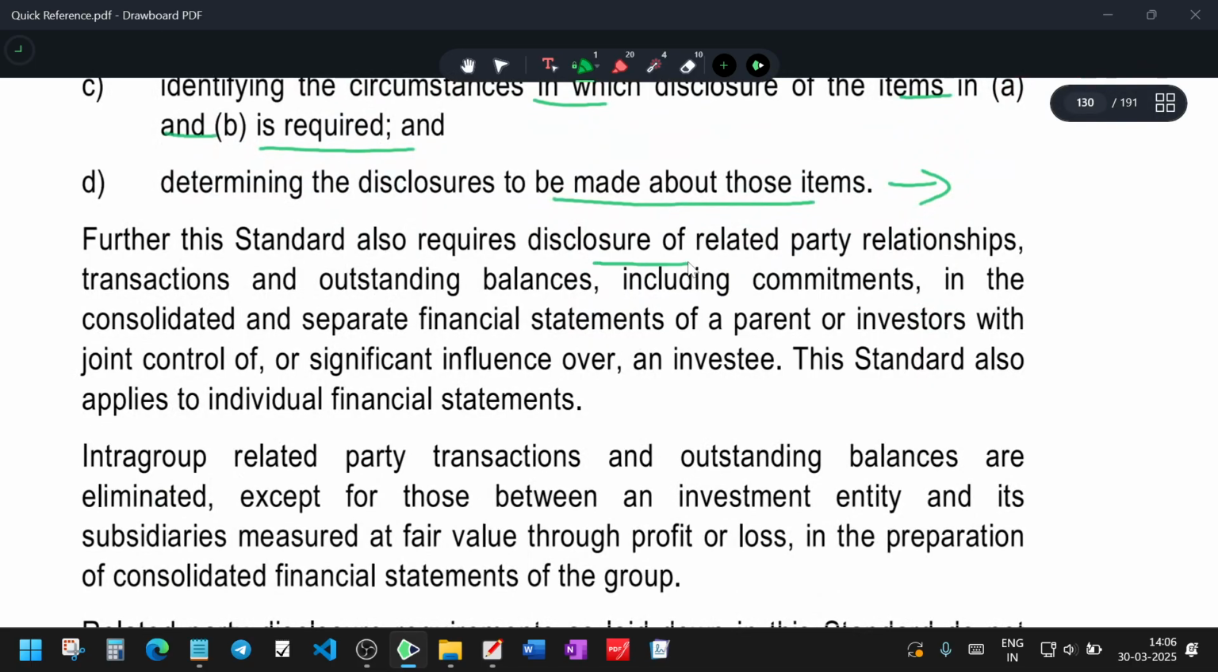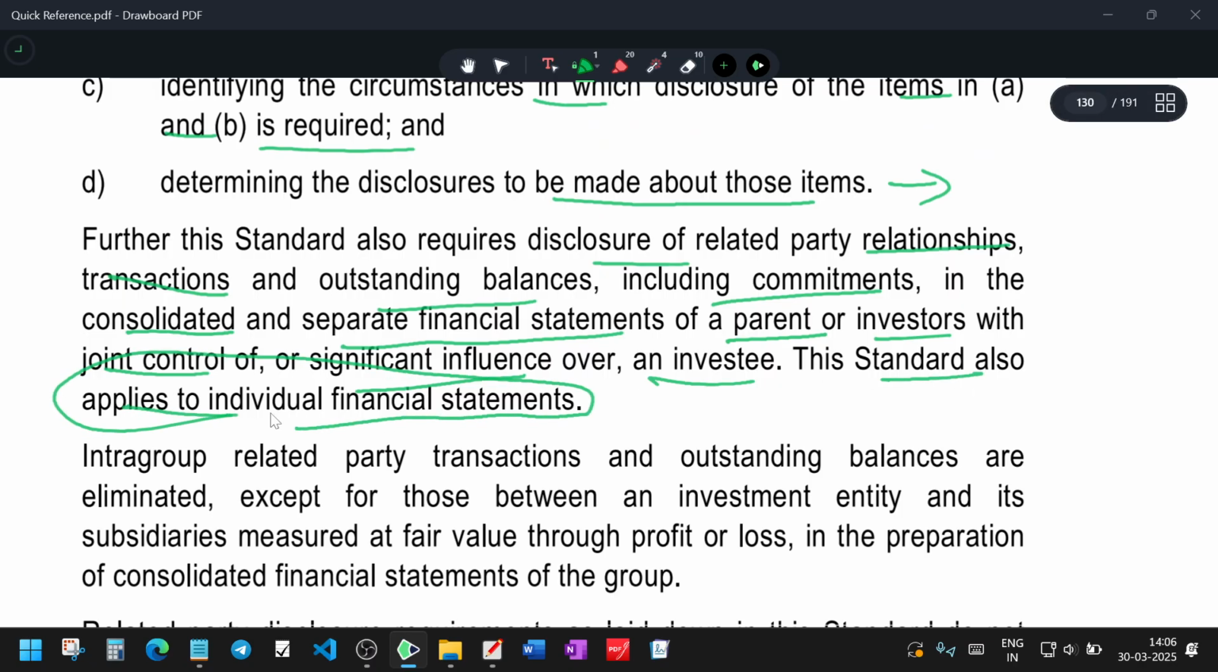Further, the standard also requires disclosure of related party relationships, related party transactions, and outstanding balances, including commitments, in the consolidated and separate financial statements of a parent, and of an investor with joint control of, or significant influence over, its investee. The standard also applies to individual financial statements. So what are they saying, sir? What all is to be disclosed? What is the relationship? What is the transaction? What is the outstanding balance? Not only that, what are the commitments?